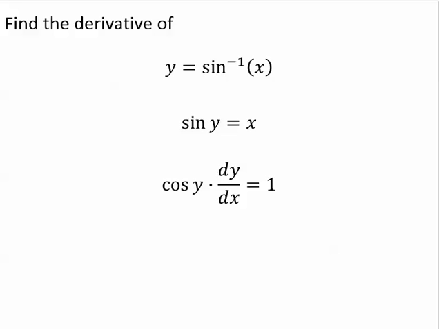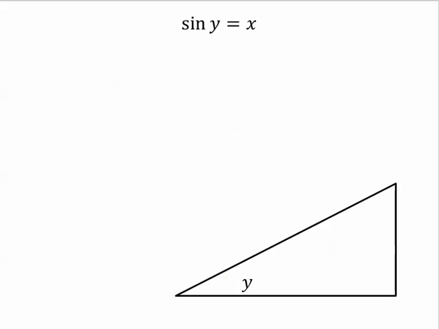Taking the derivative of both sides and solving for dy/dx, I get dy/dx is equal to 1 over cosine y. Now I need to find an expression for 1 over cosine y. To do that, I'm going to look at my right angle trig.